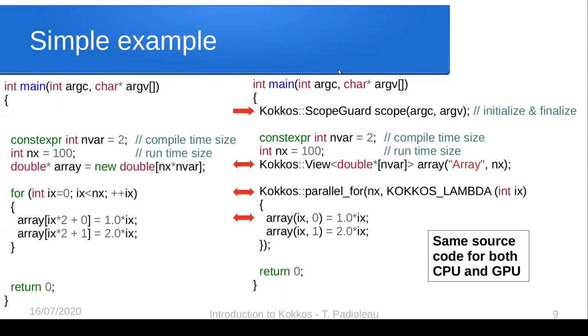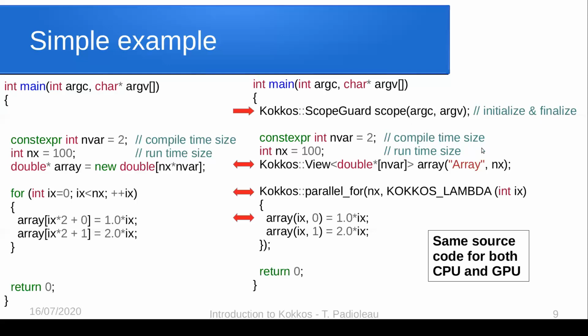On the right-hand side, we have the Kokkos version of it. All Kokkos-related functions are in the Kokkos namespace, and we begin with initialization of the library, which also handles finalization, because the finalization of the library is done at the destruction of this object.